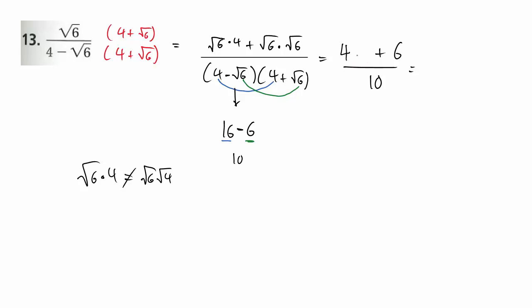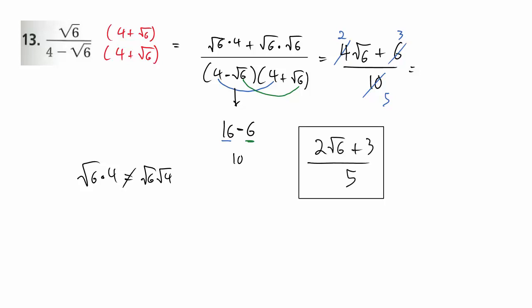So you write 4 square root of 6 right here. And we can divide everything by 2, so you can factor a 2 out. So it's actually 2 square root of 6 plus 3, all over 5. So just make sure you write it in reduced form if you can. You can do that reducing in your head, or you can factor it out.